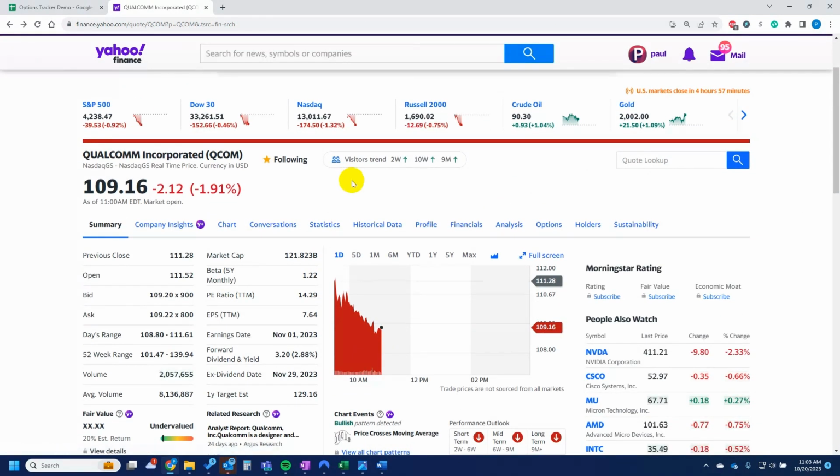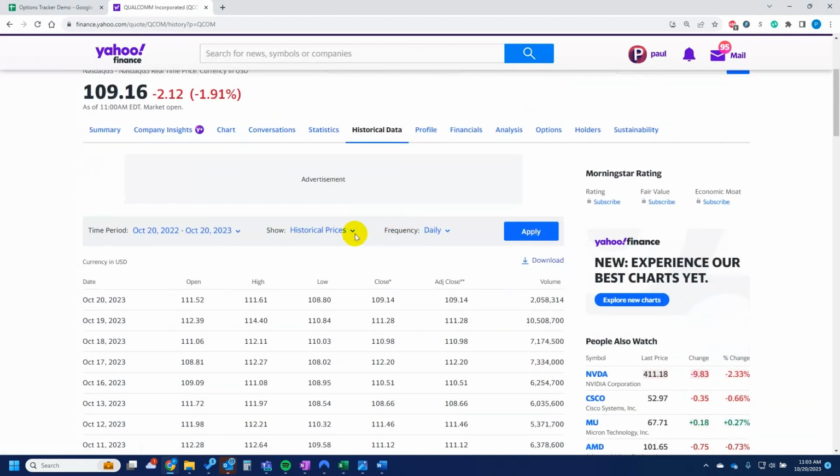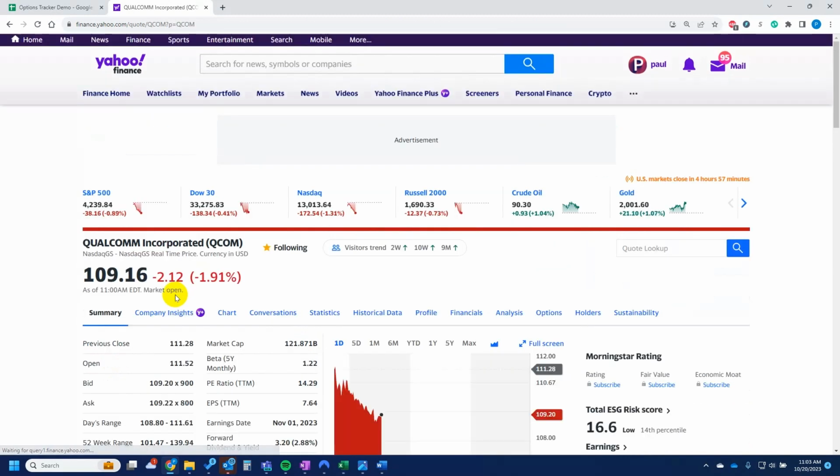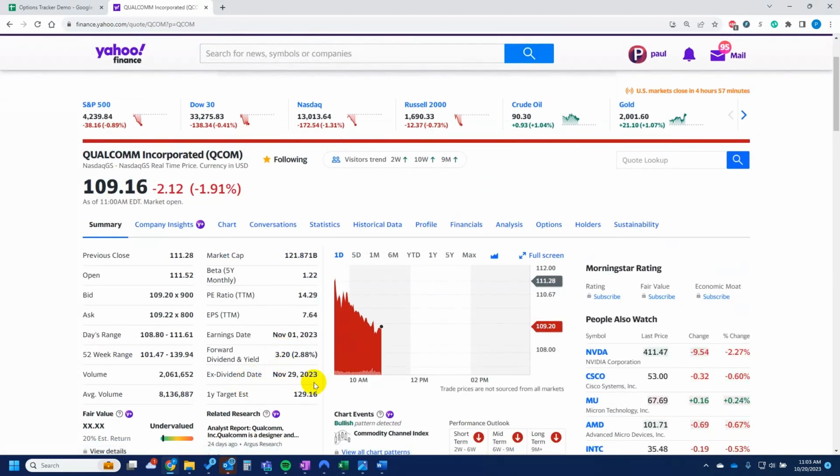Now, if I go back, I want to show you, first of all, how to look up the dividend information. In this screen under historical data, if you change it from historical prices to dividends only, it shows you the dates, the dividends, and these are ex-dividend dates. So that's where I get my information to add to the other spreadsheet. 80 cents dividend, 75 cents. So you can anticipate the next one is going to be close to November 30th, and here is actually November 29th. Good information. Another tab here, very important, is the options tab.